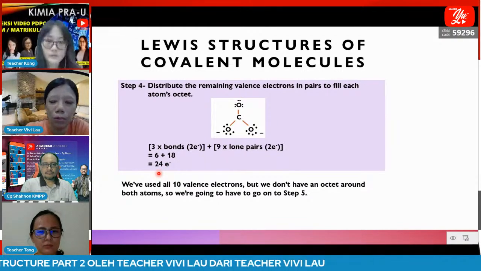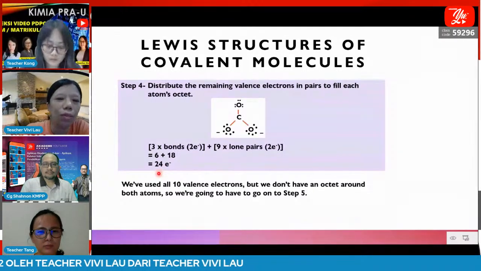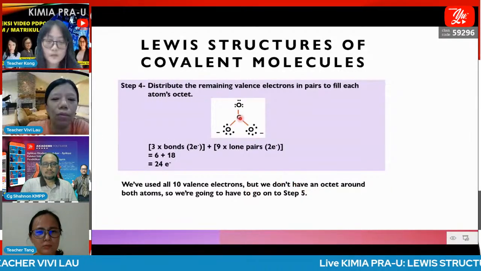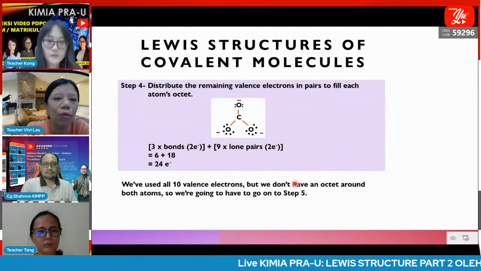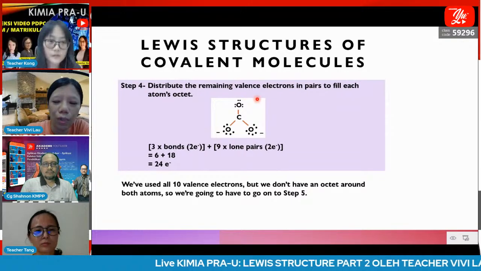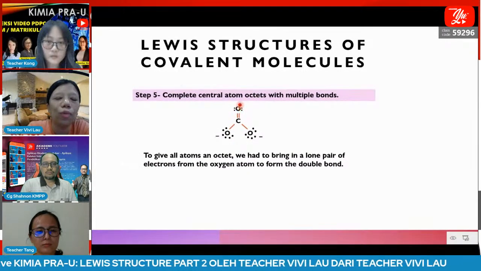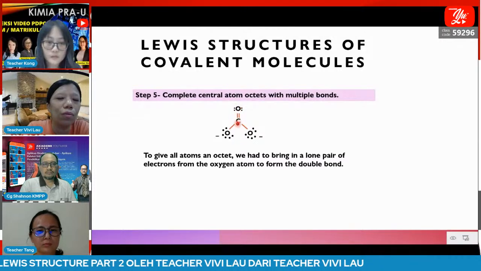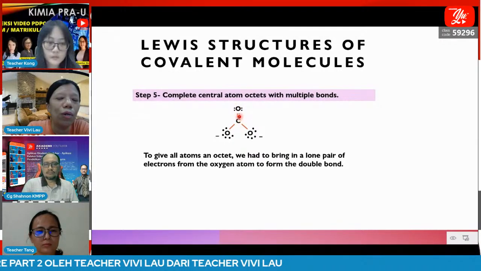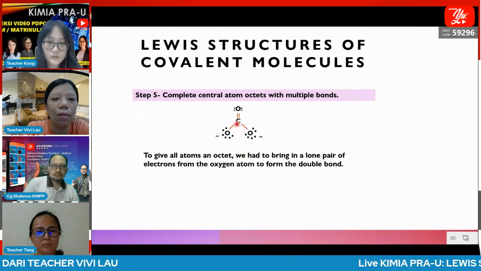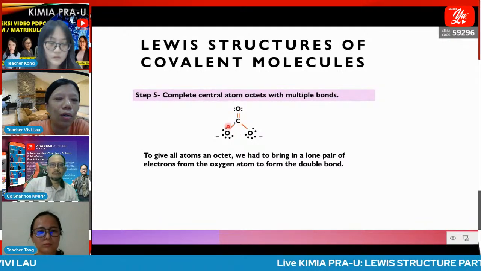Then we look at step 5, because carbon is not yet octet. Carbon must obey the octet. So you have to move electrons from the surrounding atom. You move the 2 electrons from 1 oxygen atom to the carbon, so you will have one double bond. Now oxygen and carbon all follow the octet rule.